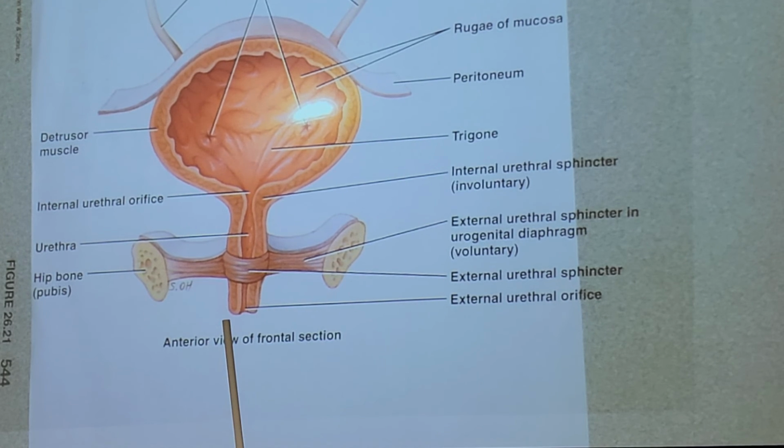And like I said, unfortunately females, because their urethra is shorter than males', have a higher incidence of UTIs because of that shortness. It's just anatomically different that way. Okay, so that's why it happens.